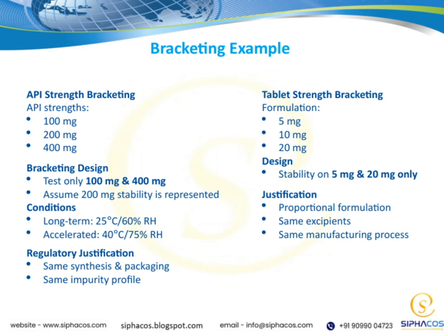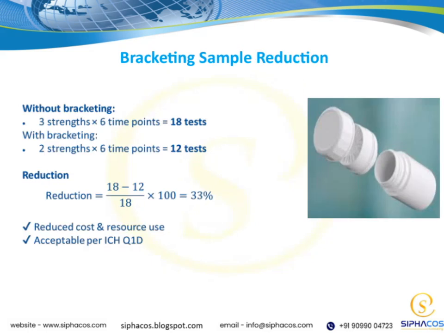These conditions help us predict how the product will behave over time. From a regulatory perspective, it's important that the synthesis and packaging are the same across strengths and that the impurity profile remains consistent. This supports the justification for bracketing, making the process more efficient while maintaining quality. Finally, this example illustrates how bracketing strategies are applied in practice, allowing us to streamline testing without compromising on safety or efficacy.